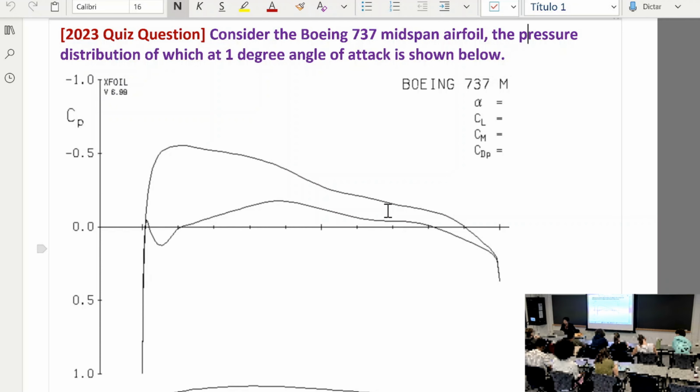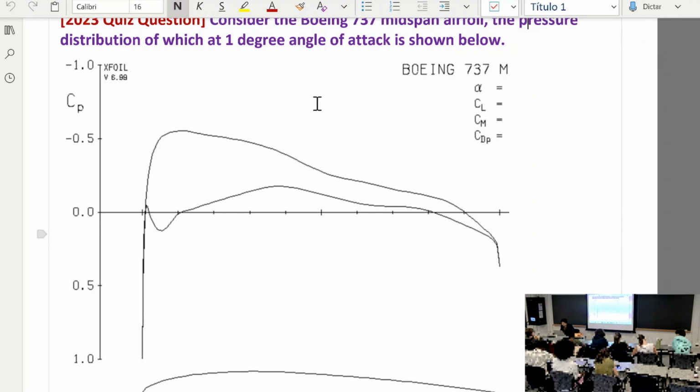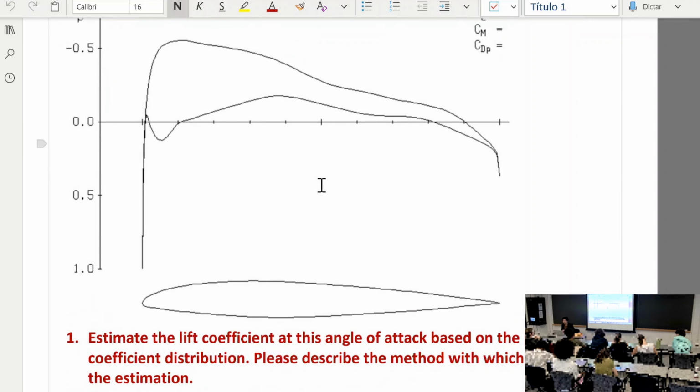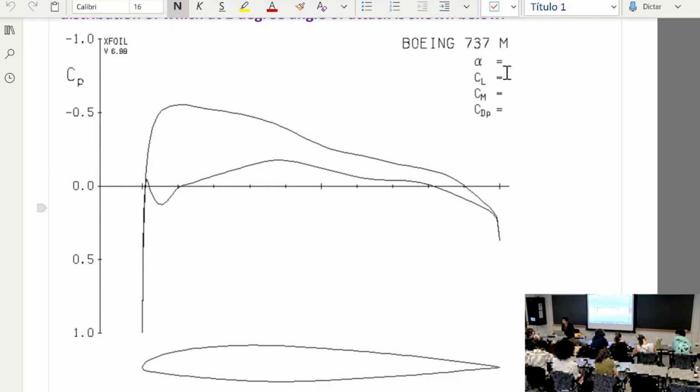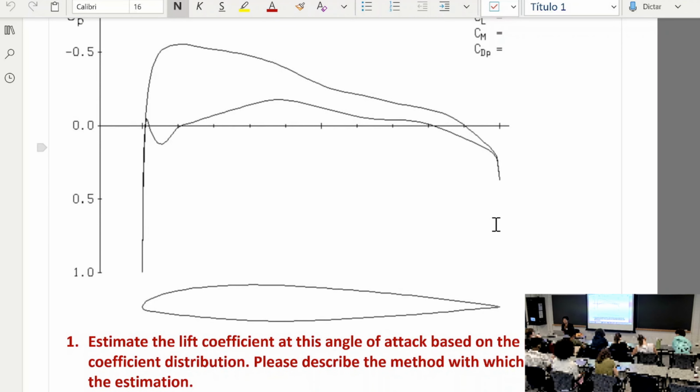All right? Okay, so now the question is based on this graph. First, estimate the lift coefficient. What is the number on this CL? So, any idea what we use to answer the first question? The area in between these two curves, and why? Exactly. Lift is because of the difference of pressure on the upper surface and lower surface.